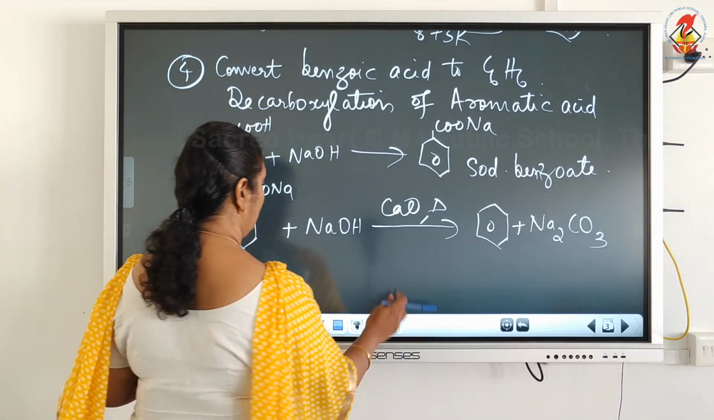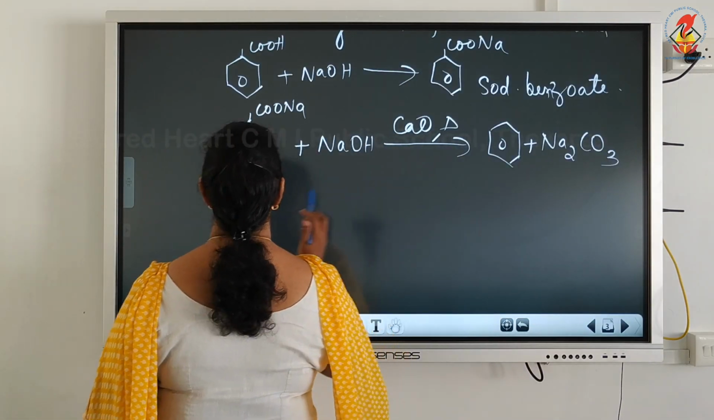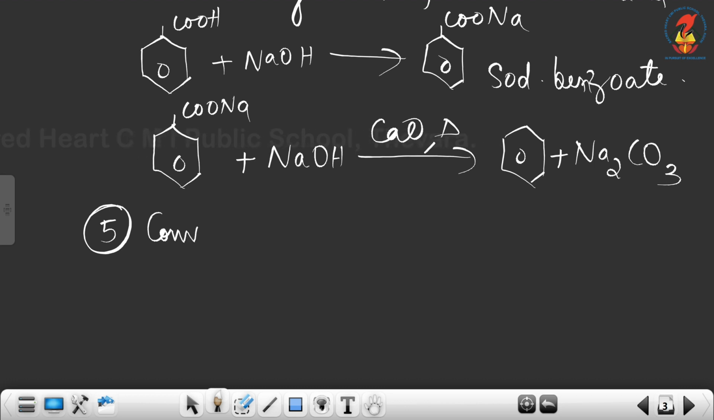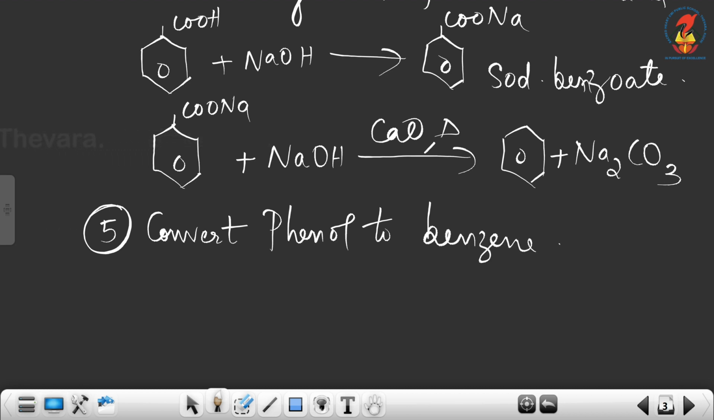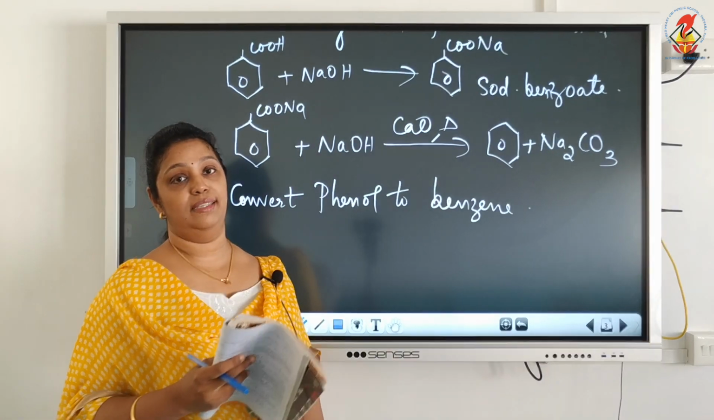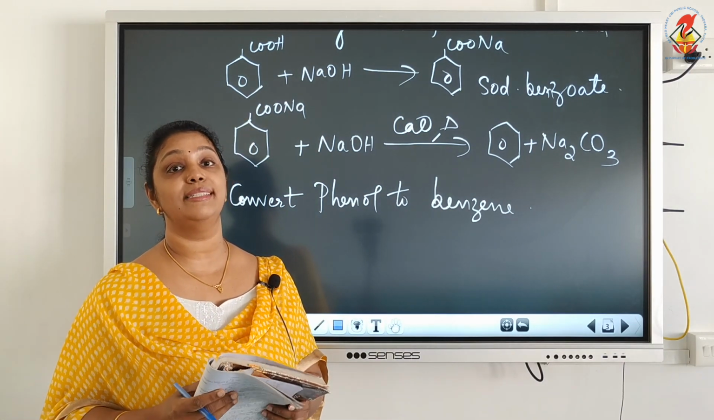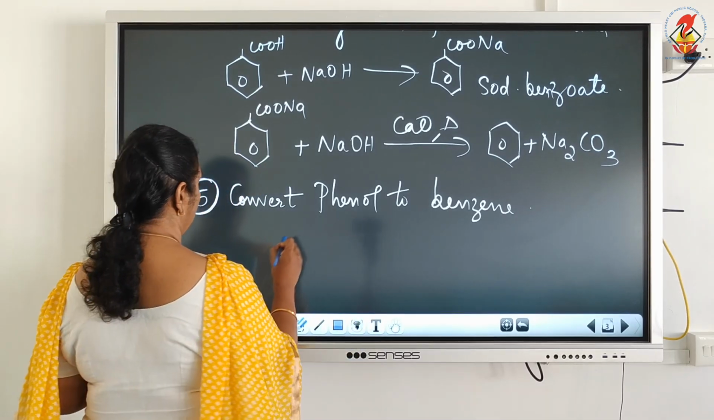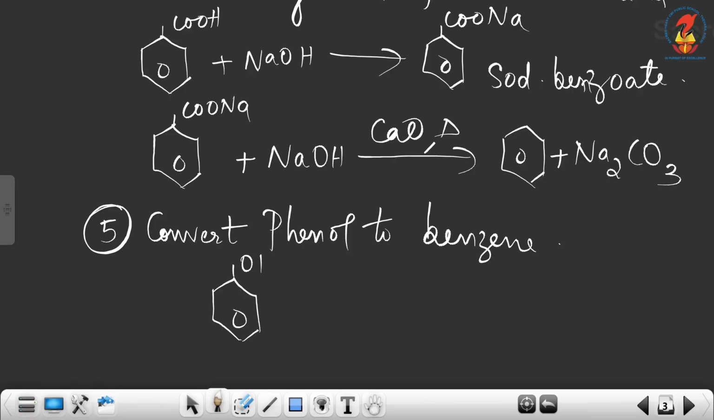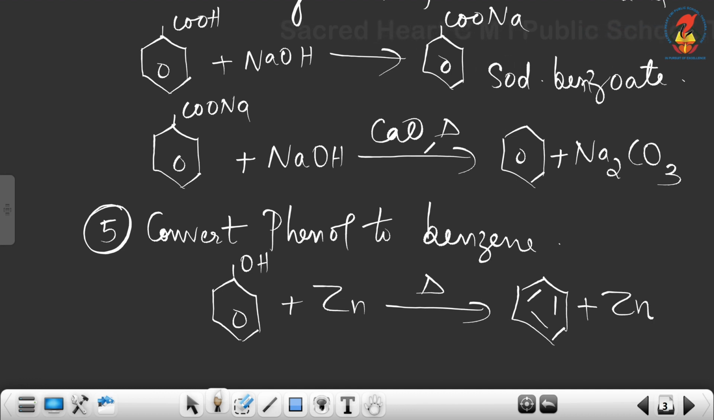Now the last method for the preparation of benzene is from phenol. So the last question will be convert phenol to benzene. Now phenol is reduced to benzene by passing its vapors over heated zinc dust. So I am going to write the equation: phenol plus zinc, heat, you get benzene plus zinc oxide. So here we have the reduction of phenol with zinc dust, we get benzene.